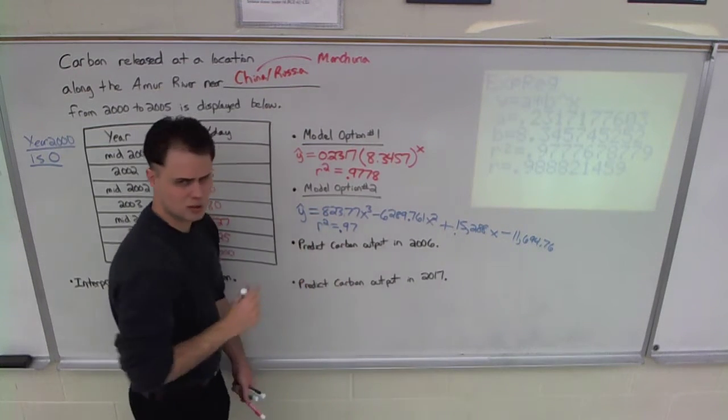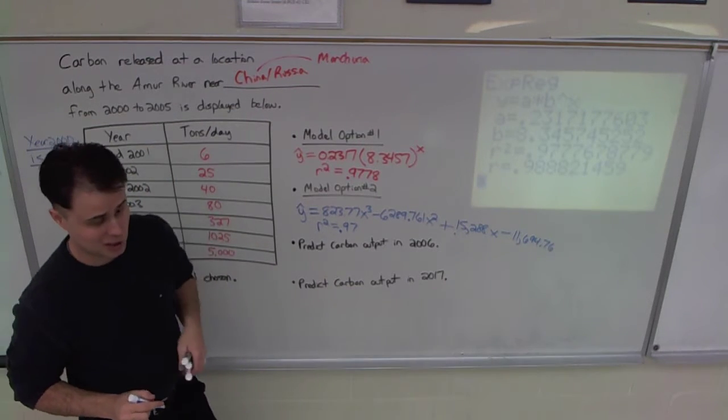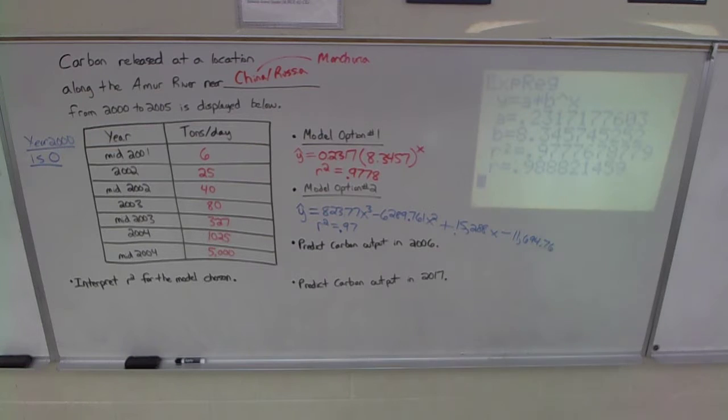Did anybody write this out further? What was it? 0.97. I could just do it again. It's pretty easy. Let's see.